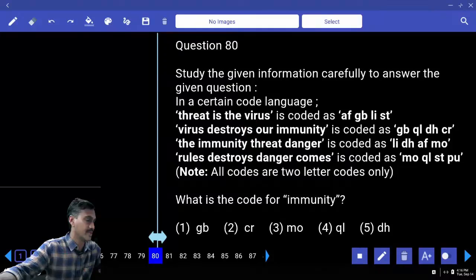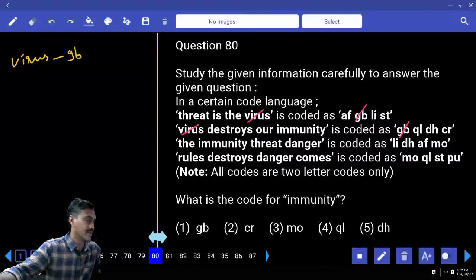Then coming to this one, all the easiest ones should be done at the first glance. And the remaining questions ఏవైతే మిగిలిపోయే దాంట్లో then we will check out which is easier. And threat is the virus. Threat is the virus is coded and so and so. Then if you compare the first and the second, tell me what is the word that is common between these two? Virus is the word that is common between the first and the second. As virus is common here, then tell me what is the code that is common between these two? GB. GB is the only code that is common between the first and the second. Virus is the only word that is common. And the code to the word virus is GB.